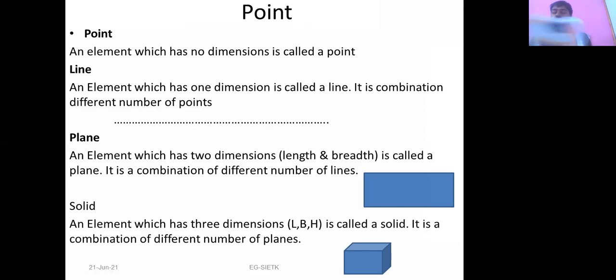Suppose I'm considering my notebook here. I'm going to represent a point. How am I going to represent a point? I'm going to represent it by a dot. Now, when I'm talking about a dot or a point, how many dimensions does it have? This point doesn't have any length, width, or height. That's why we always say that a point which has no dimensions at all is called a point.